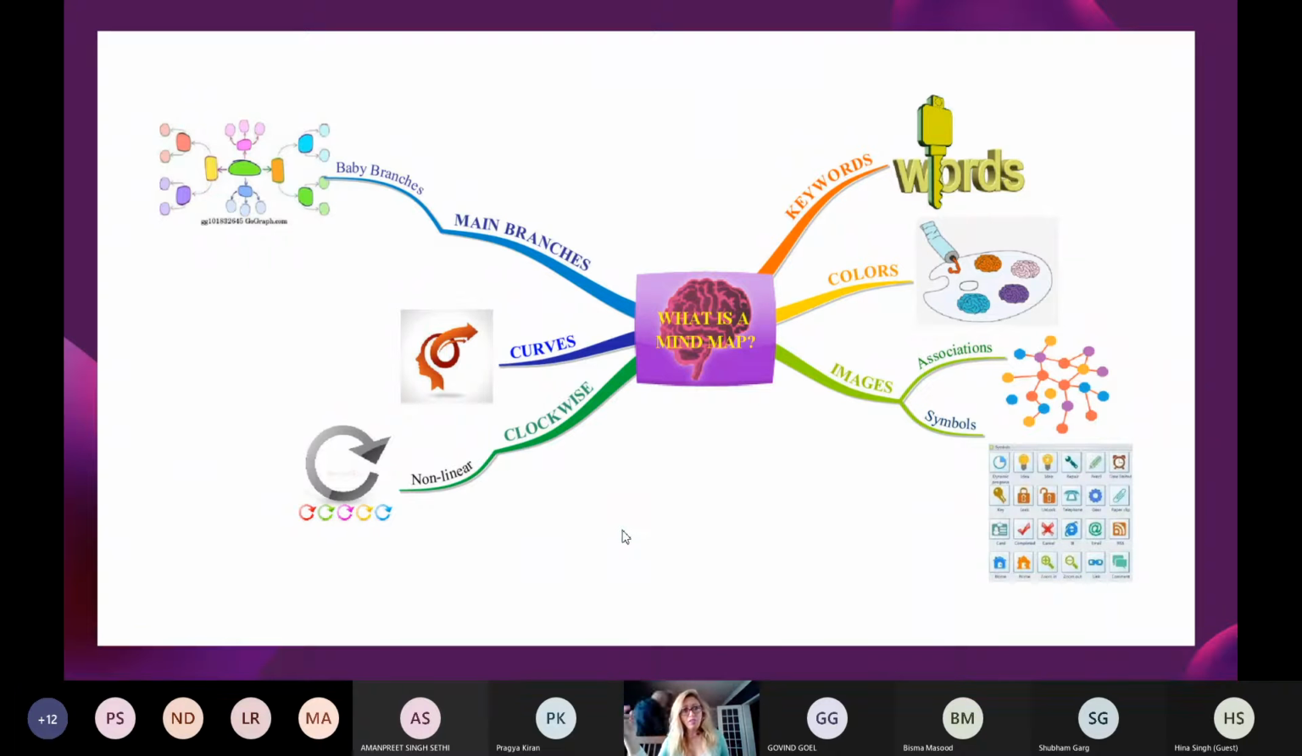Of course, as I mentioned, it goes clockwise, okay? It's a nonlinear shape. It's not a linear way because the brain does not like the linear way. So it goes clockwise and you can learn the information and memorize it better. Of course, we need curves, but not straight lines, as you can see from my mind map, okay? And we have some main branches, and then you can add baby branches as much as you can.